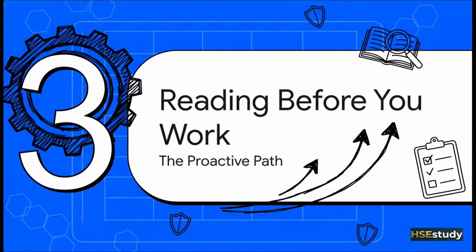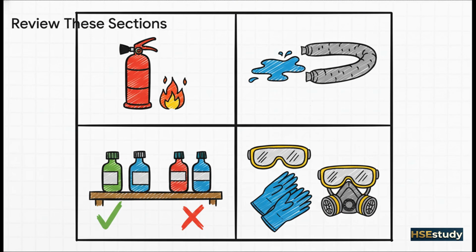Okay, take a breath. We've covered the crisis plan, now let's switch gears. We're going to move from reacting to an emergency to preventing one from ever happening in the first place. This is the proactive path. These are the sections you need to review before you start your work. So for your proactive safety check, there are 4 key sections. They help you answer all those what-if questions.